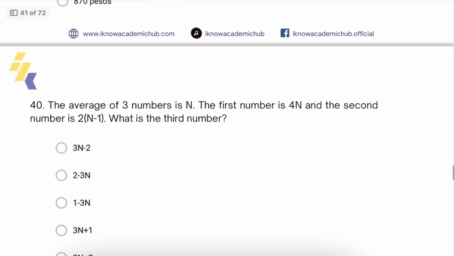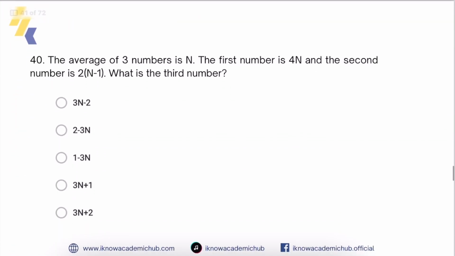Okay, next number. Number 40, we have the average of 3 numbers is n. The first number is 4n and the second number is 2 times the quantity of n minus 1. What is the third number?